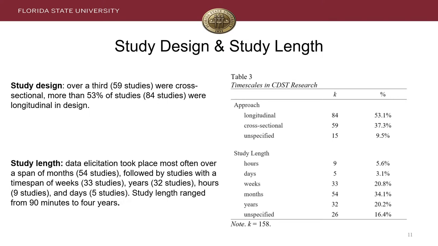So more often than not, the details regarding the frequency of data sampling were not specified in the studies. It made it difficult to determine, for instance, if studies with a time span measured in weeks elicited data daily, or twice at the beginning and end of the period, or only once per participant over the course of study.